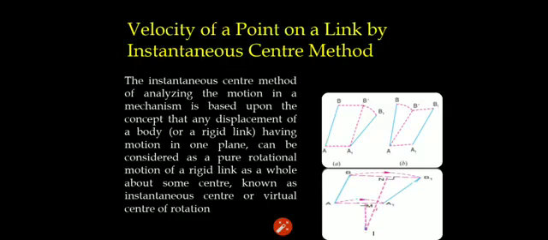So whether that link is having a translatory motion or it is having a pure rotational motion, in both the cases it is assumed that the whole link is rotating about a particular center, and that center is called an instantaneous center of rotation, which is also called virtual center of rotation.